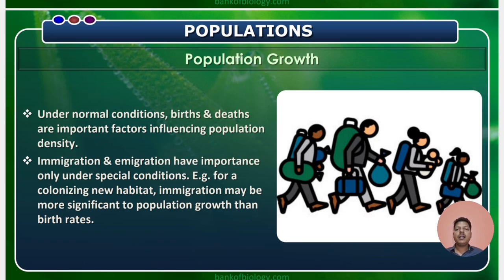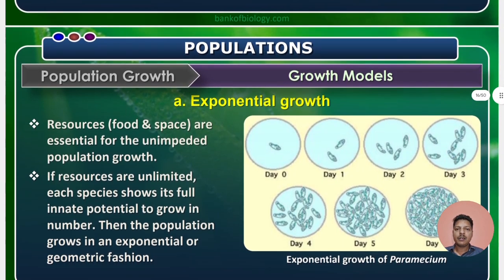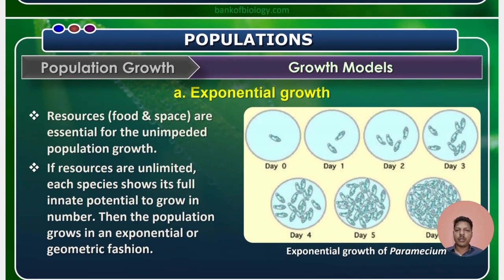Next, under normal conditions, birth rates and death rates are important factors influencing population density. Immigration and emigration have importance only under special conditions. Example, for a colonizing new habitat, immigration may be more significant to population growth than birth rates. Next, coming to growth models.